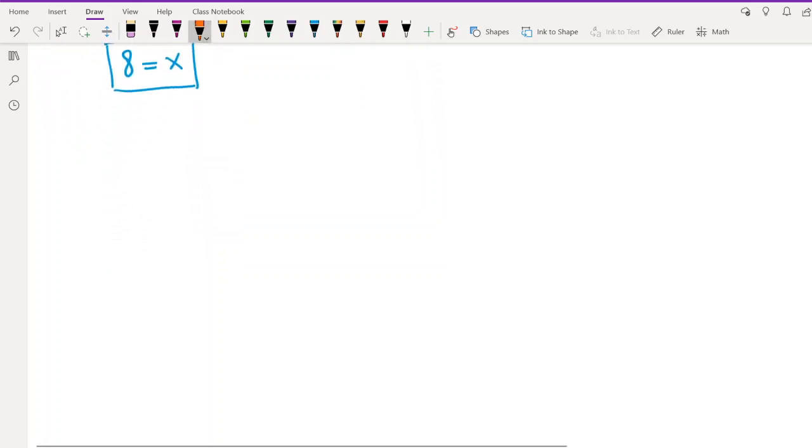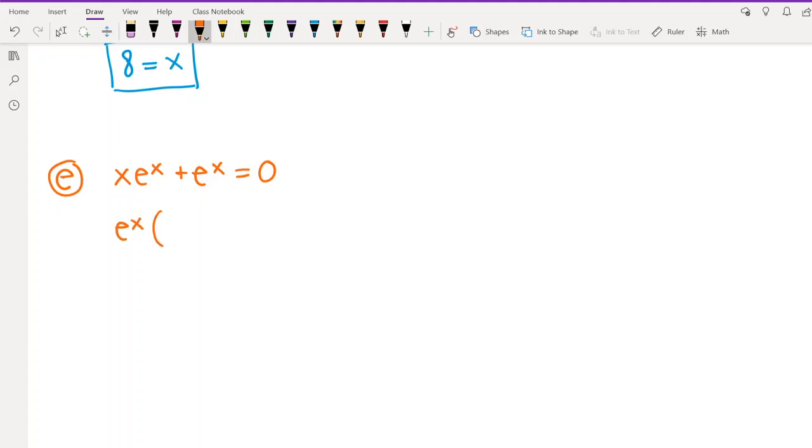Okay, so next up we have part E. This one is asking you to solve x times e to the x plus e to the x is equal to 0. With basically any equation that is set equal to 0, the first thing you want to see is, can I factor? If you can factor anything out, that will help you, because when you have an equation equal to 0, you can solve using the zero product property. So in this case, what can we factor out from both of these? Well, they have a common factor of e to the x. So we can pull out an e to the x, and we're left with x plus 1.